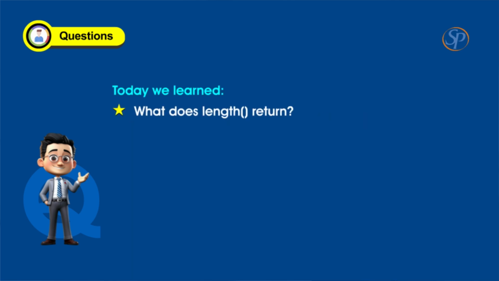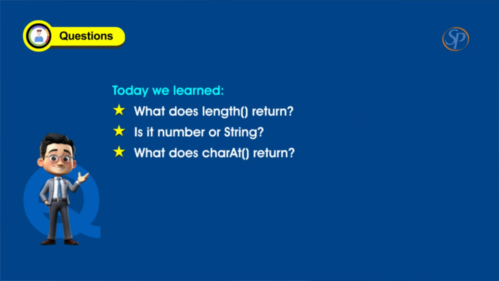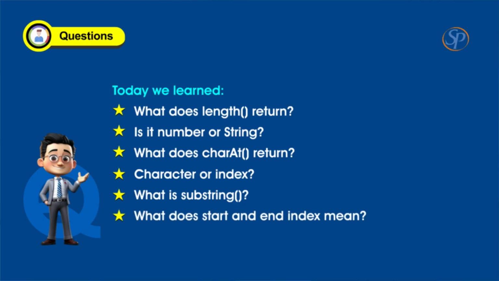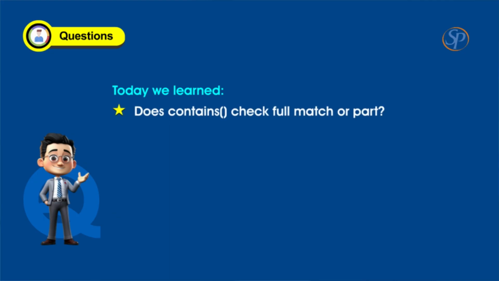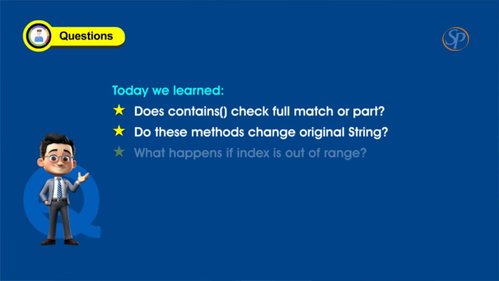What does length return? Is it a number or a string? What does charAt return? A character or an index? What is substring? What do start and end index mean? Does the contains method check a full match or partial? Do these methods change the original string? What happens if the index is out of range?